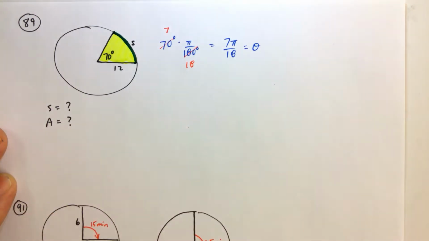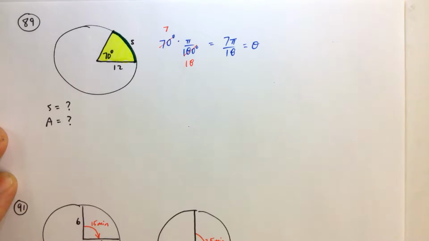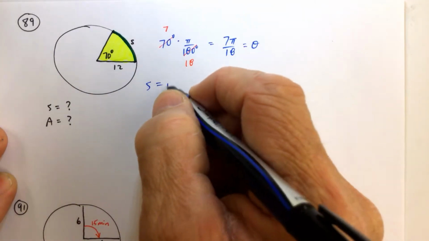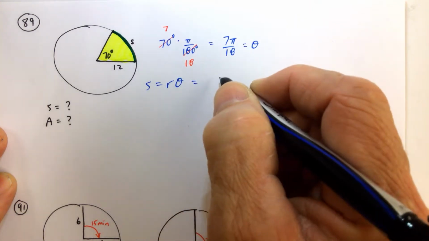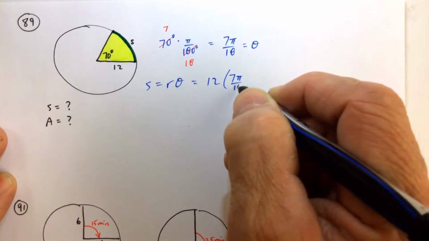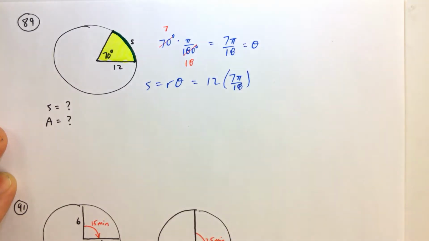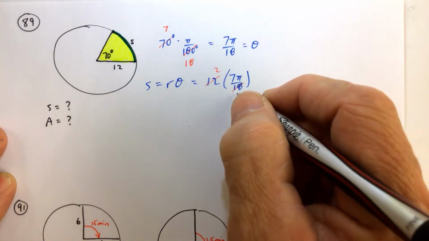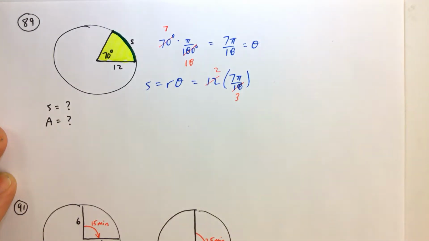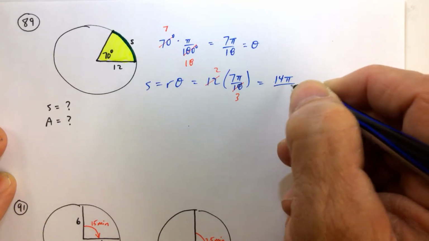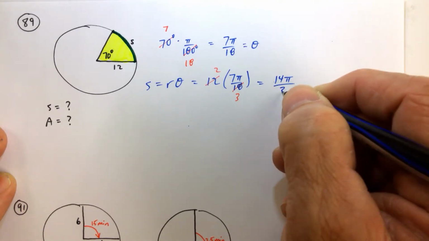So we know that the sector length, S, is r times theta, which r is 12 and theta is 7 pi over 18. And we can see we can cancel here. 6 goes into 12 twice. 6 goes into 18 3 times. And we get 2 times 7 pi is 14 pi, and over 3, so we have 14 pi over 3.